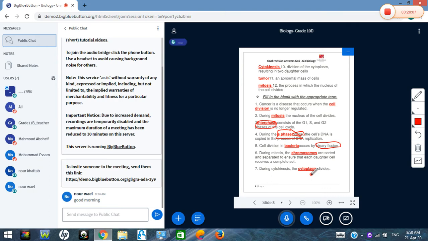Number 7, during cytokinesis, the cytoplasm divides. We say that the division of cytoplasm is the meaning of cytokinesis. Cytokinesis means division of cytoplasm. Next slide.